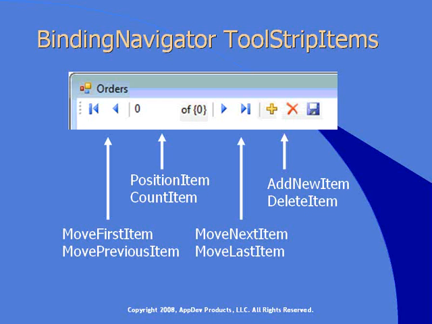The Save button is actually a little unique. If Visual Studio creates the Binding Navigator because you've dragged and dropped a table onto a form, it will include a Save button. But if you add a Binding Navigator yourself to a form, it doesn't have a Save button. You'll have to add it yourself.